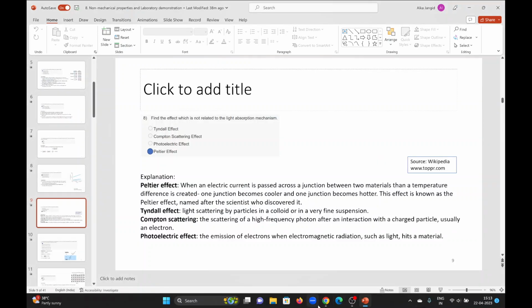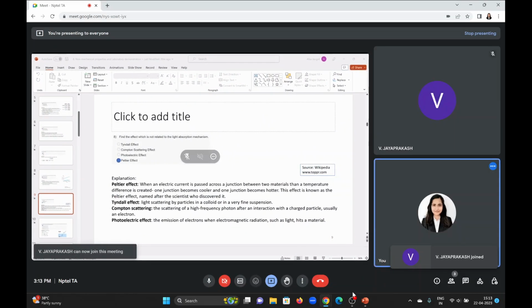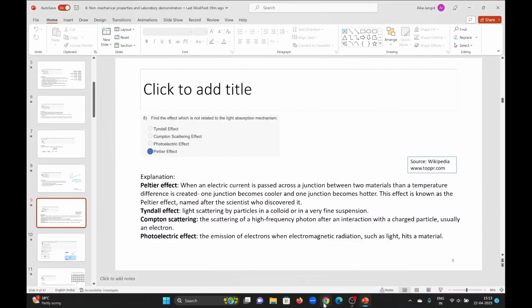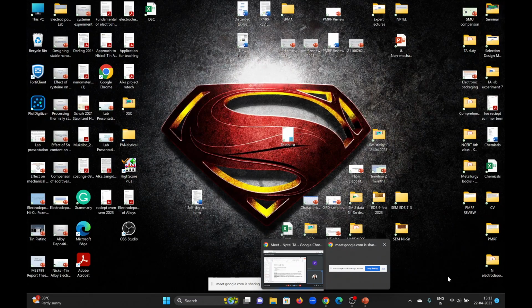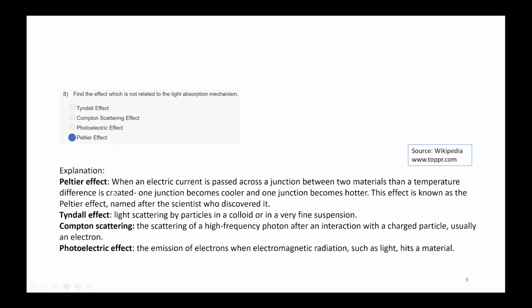Question number 8. Find the effect which is not related to the light absorption mechanism. The options are Tyndall effect, Compton scattering effect, photoelectric effect, Peltier effect. So the answer will be Peltier effect. Now all these effects are explained here.